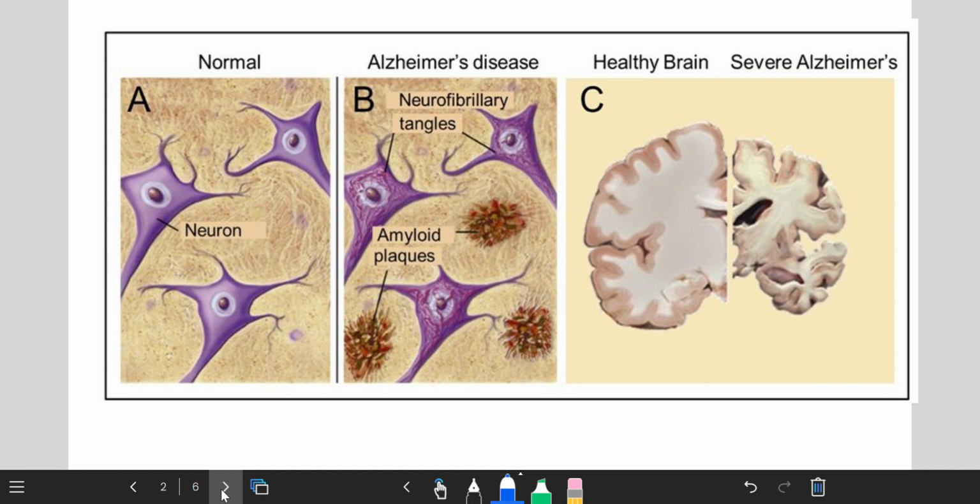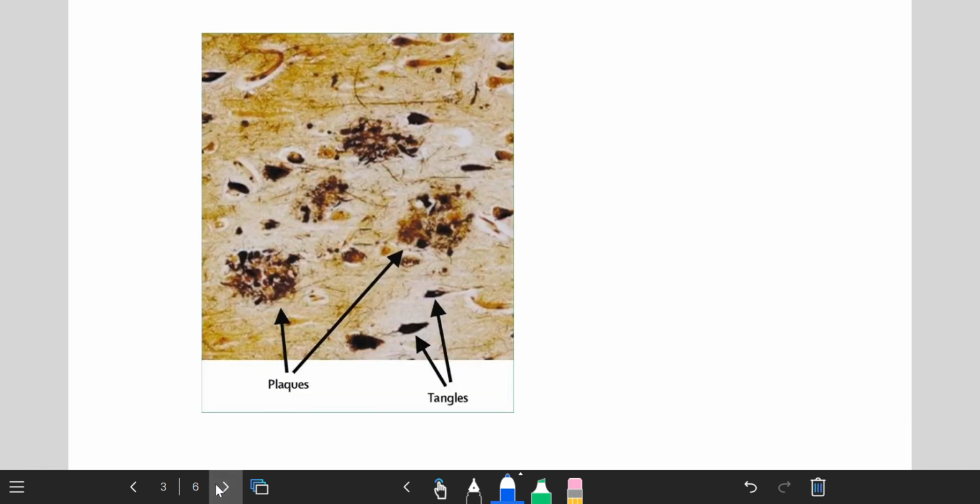Now we will understand through a picture what senile plaques and neurofibrillary tangles are. This picture represents neurofibrillary tangles and amyloid plaques. The first picture represents the normal structure of a neuron. After formation of neurofibrillary tangles, the neurons will look like this. These are the tangles. And this is the deposition of the amyloid protein. This is a healthy brain, and this is the brain of a severe Alzheimer's patient. In this picture, you can see the plaques and tangles formation.